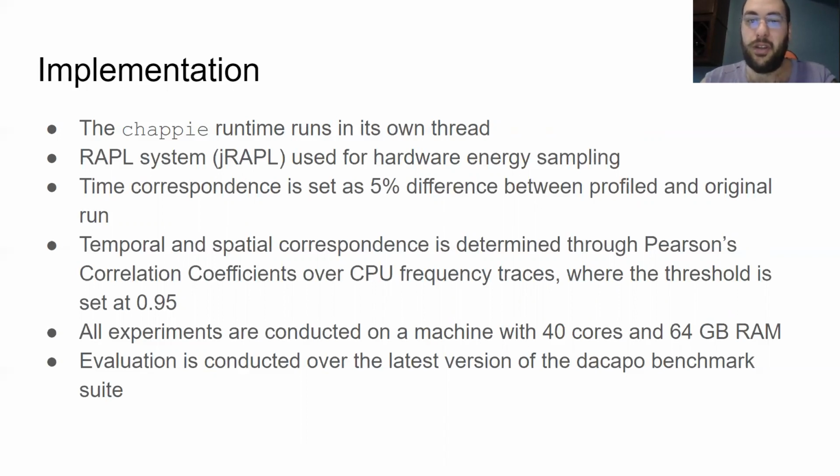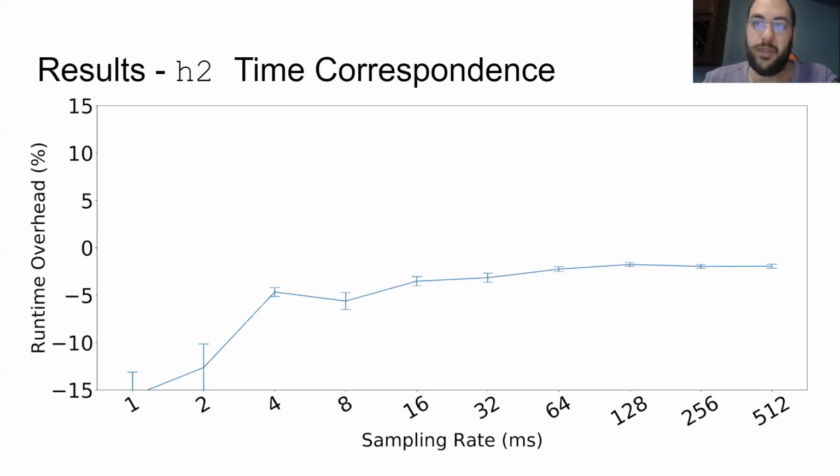All experiments are conducted on a machine with 40 cores and 64 gigabytes of RAM, and the evaluation is done over the latest version of the DaCapo benchmark suite. So now I'm going to present some data of the correspondences. This first one is going to be for H2. This is the time correspondence. So it's the % change in the application's runtime.